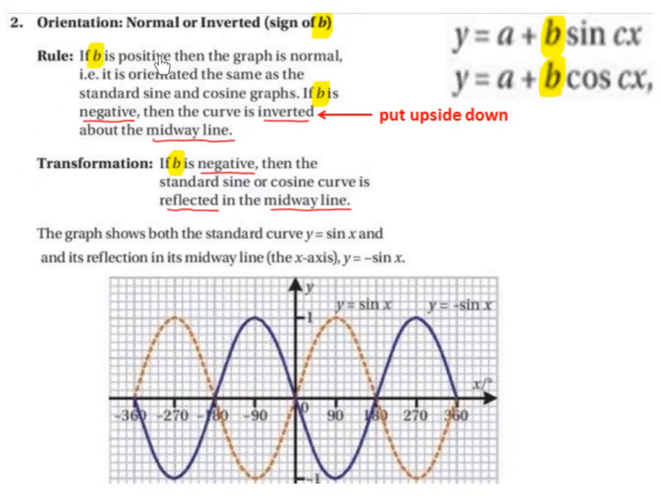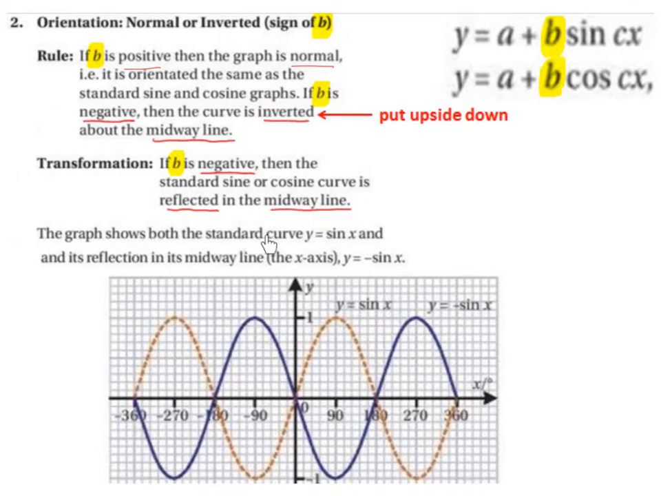So this is the rule. If b is positive, then the graph is normal, i.e. it is orientated the same as the standard sine and cosine graphs. If b is negative, however, then the curve is inverted, which means we turn it upside down. And it's inverted about the midway line. So this is the transformation. If b is negative, then the standard sine or cosine curve is reflected in the midway line.